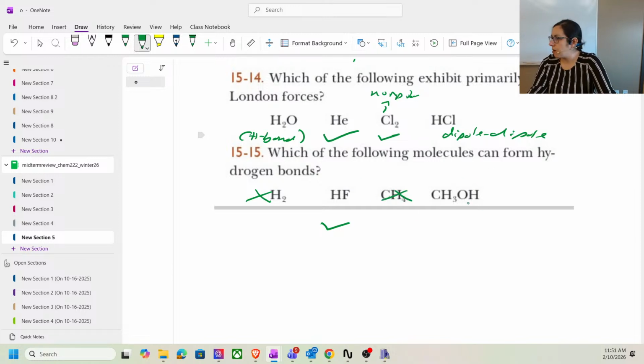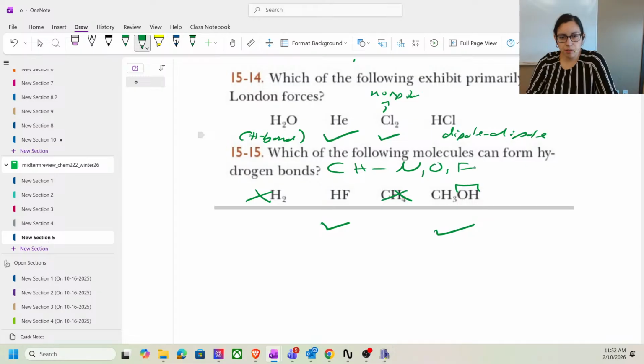And then what about our methanol, or sorry, ethanol here? Or methanol, I don't know why I said the wrong thing. So yes, right, from our OH. And hydrogen bonded to nitrogen, oxygen, or fluorine.